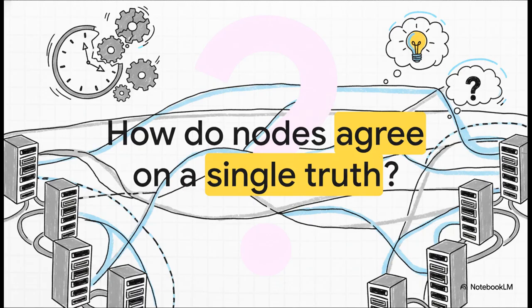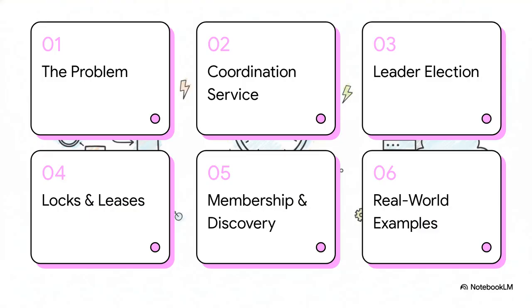Now, it sounds pretty simple on the surface, right? But remember, in a distributed system, there is no perfectly synced global clock, and there's definitely no shared memory. They only have a network to communicate through. And as we all know, networks can be incredibly, frustratingly unreliable. Here is our roadmap for today's session. We're going to cover the core distributed coordination problem, look at the coordination service solution, dive into leader election, unpack locks and leases, explore membership and discovery, and then tie it all back to real-world architectures.